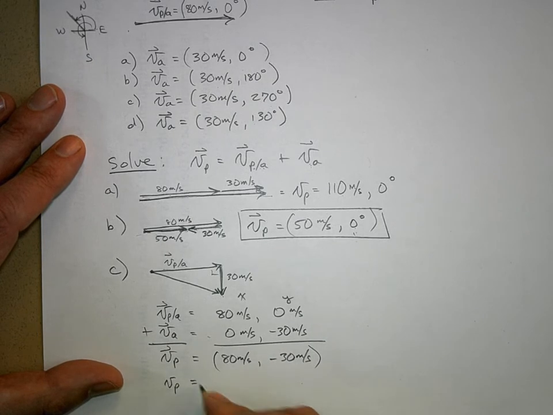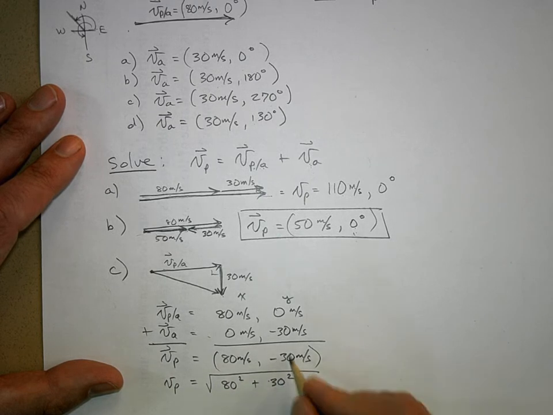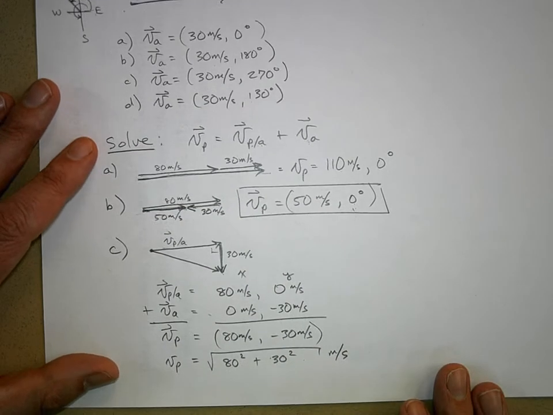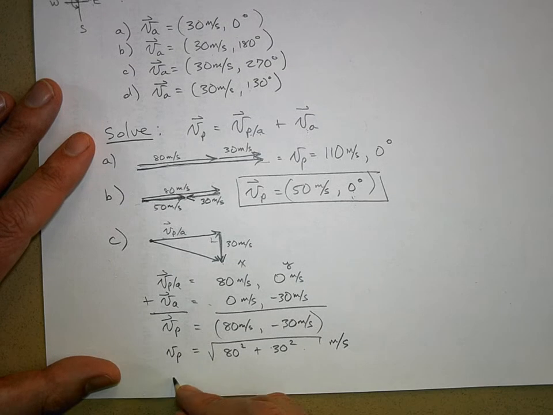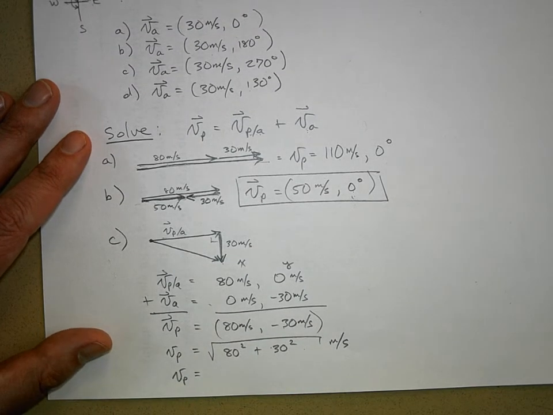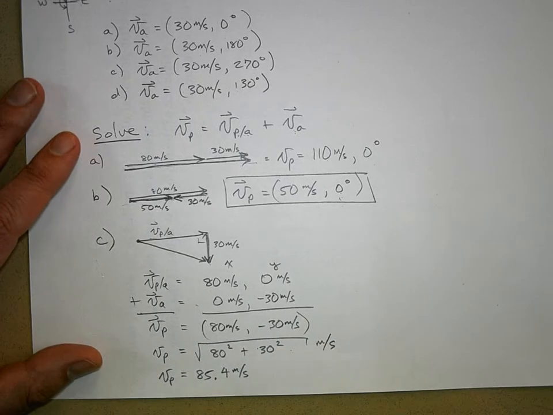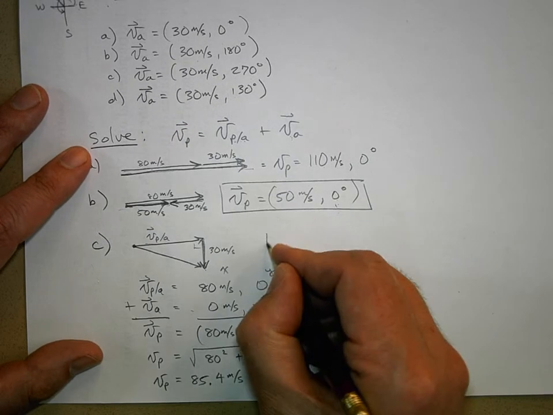The speed is going to be the square root of 80 squared plus 30 squared. Remember, you don't need to put the negative. I'll go ahead and put the meters per second outside the radical. And what do we get? Probably be like 85 or 86. 85.4. Now let's figure out what the angle is. I'll do that up here.